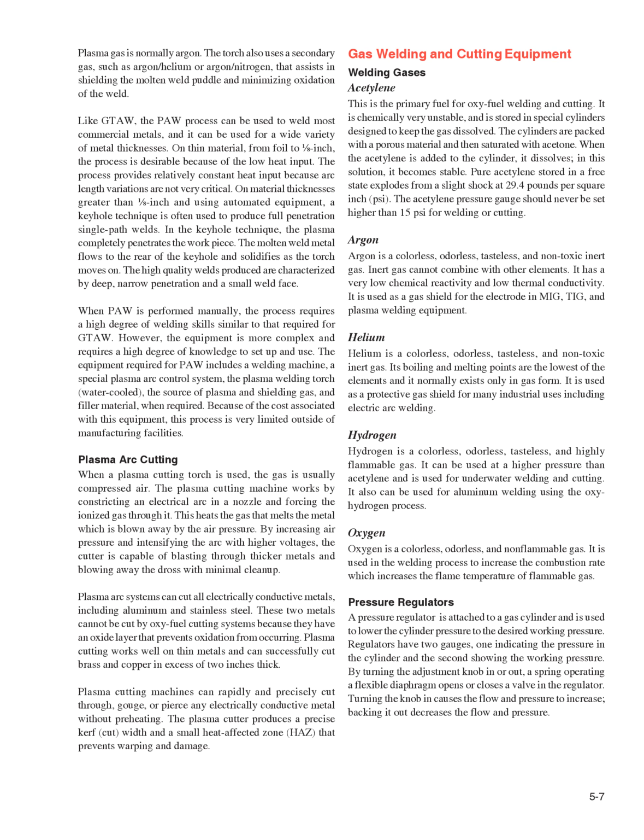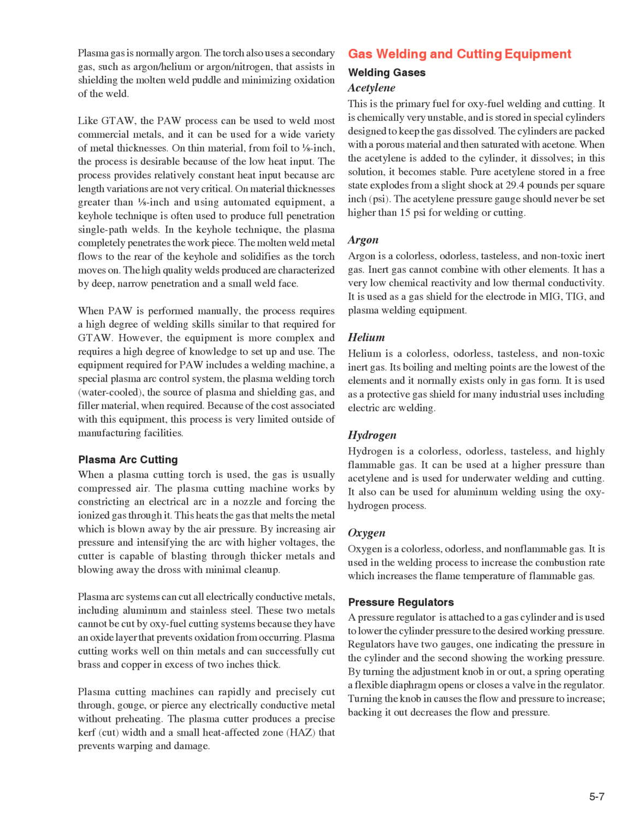Plasma cutting machines can rapidly and precisely cut through, gouge, or pierce any electrically conductive metal without preheating. The plasma cutter produces a precise curve, cut width, and a small heat-affected zone, HAZ, that prevents warping and damage.